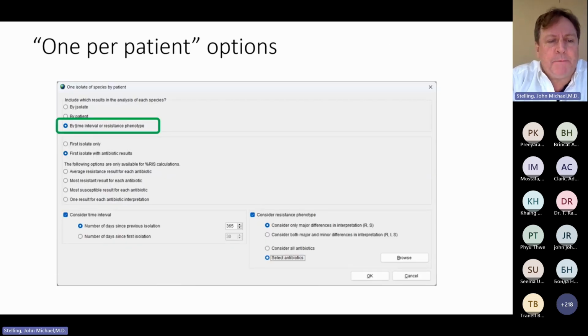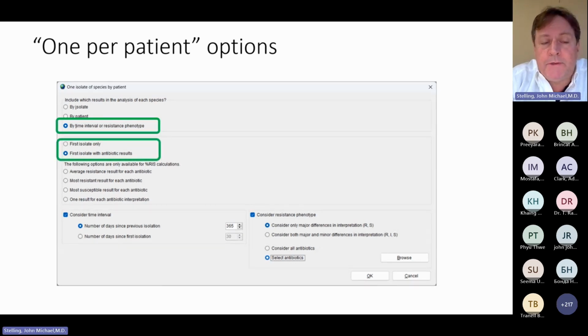The 1 per patient options. You can see in the top left, I can do 1 per patient by isolate, meaning I am not excluding anything. I'm choosing all isolates, or by patient. For example, I want the patient's first Klebsiella ever, or by time interval, or resistant phenotype. And we have always utilized that for our publications. Utilize the time interval and or the resistant phenotype.